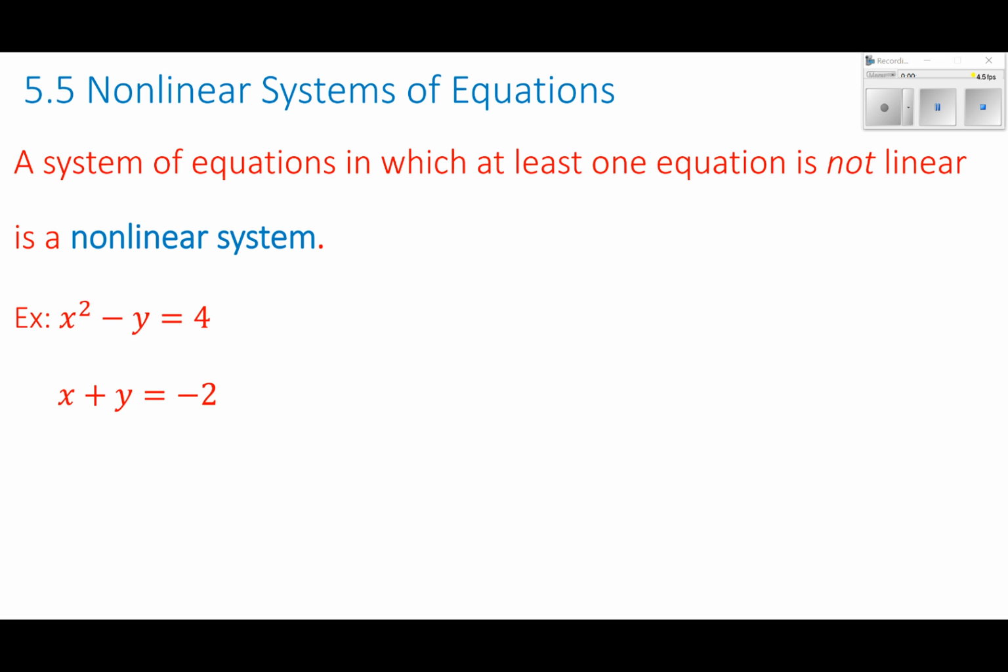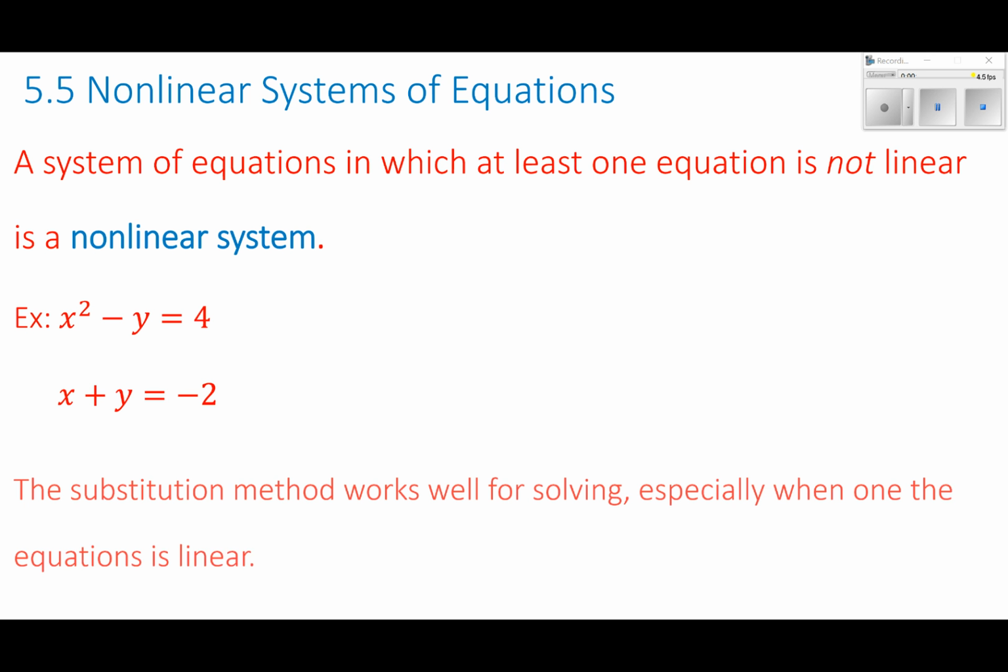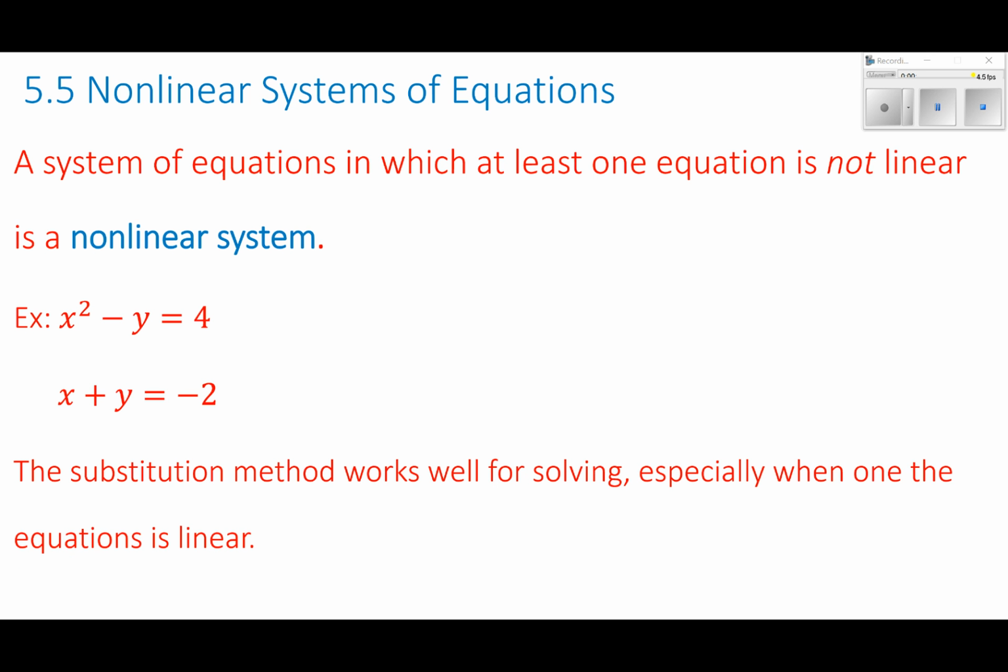So for example, here's a system: x squared minus y equals 4, x plus y equals negative 2. If we were to solve this system, the substitution method works well, especially when one of the equations is linear. So if you have a nonlinear system, but one of the equations is still linear, the substitution method is usually the first go-to to see if you can use that to solve.